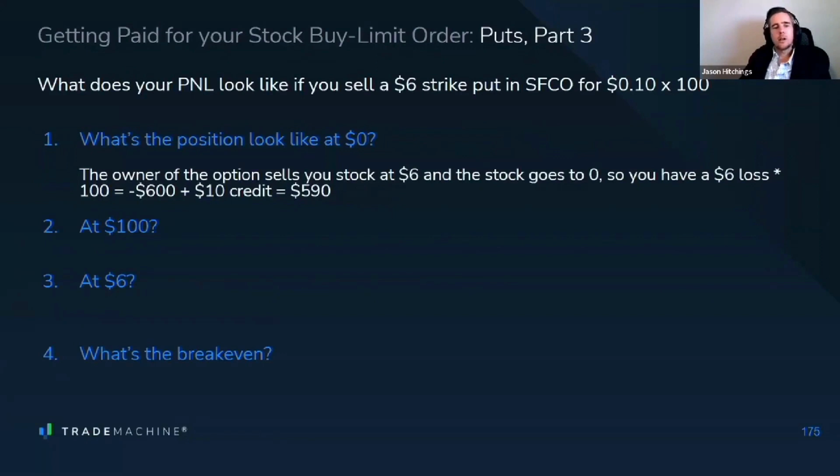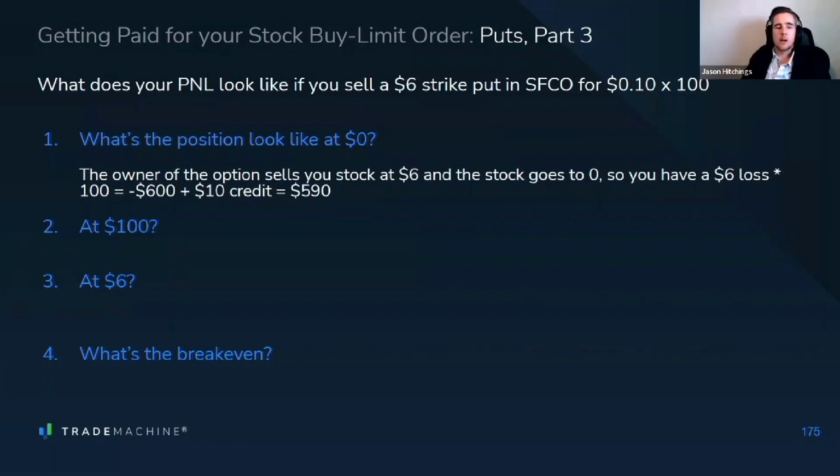Okay, so if the stock goes to 0, then the owner is going to sell you the stock at 6. So you're going to have to buy the stock at 6. But if you want to sell it, you're going to get 0 for it, or a penny. And so you're basically going to lose something like $600 on the stock trade, and you only made $10 for selling the option. So you're going to lose something like $590.